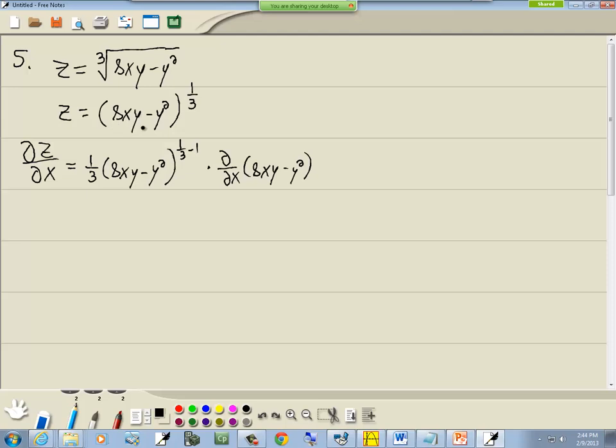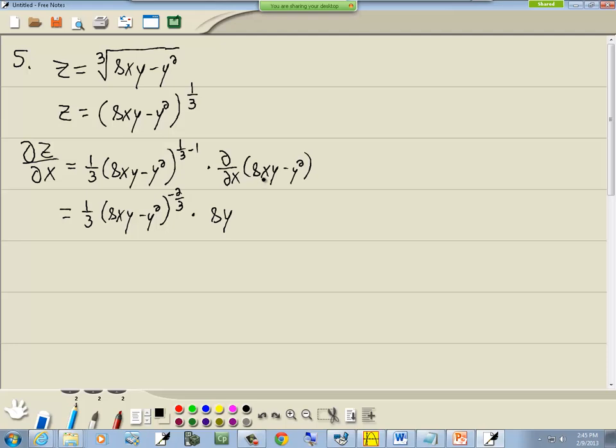Okay, let me say that again. You've got parentheses to a power, take your power, put it out in front. What's inside the parentheses remains as is. Lower it by 1, and then you take it times the partial derivative of what's inside the parentheses with respect to x. Now this gives us 1/3 times 8xy minus y squared to the negative 2/3 times... the negative y squared is considered a constant, so that drops away. The 8 and the y stay there, and the derivative of x drops away. So this becomes 8y.